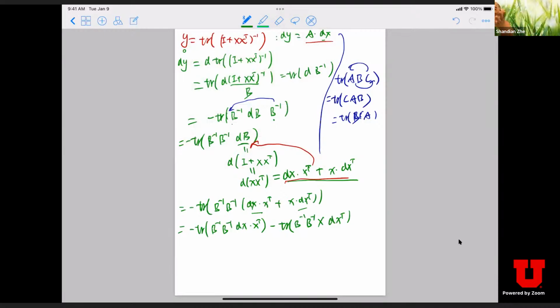And then apply the trace operation, because trace of a plus b equals trace a plus trace b, so it doesn't matter, right? And we have a negative sign outside, so I just put a negative sign in each of them. Does it make sense? Multiply this guy to here and also to here, right?